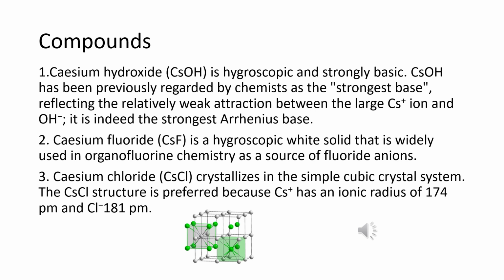Secondly, cesium fluoride, a hygroscopic white solid, can be utilized widely in chemistry as a source of fluoride anions. Finally, cesium chloride crystallizes in the simple cubic crystal system. Its structure is different from that of sodium chloride, as the picture shows. The structure is preferred because Cs+ has an ionic radius of 174 pm and Cl- 181 pm.